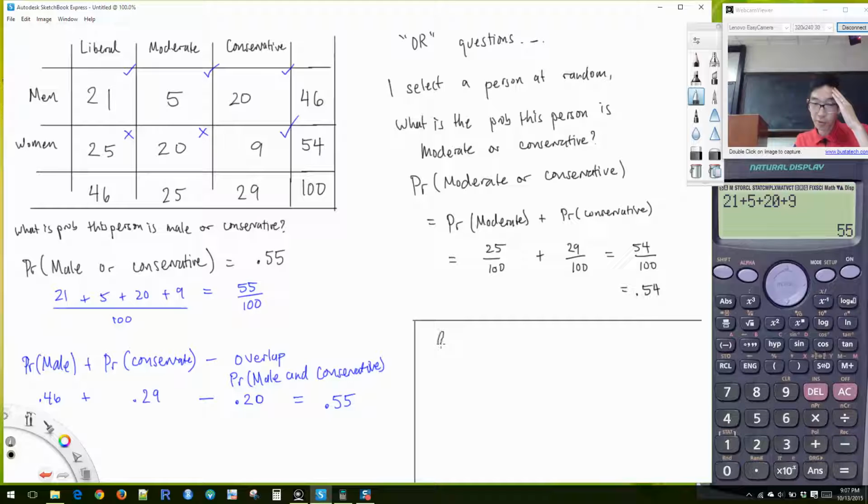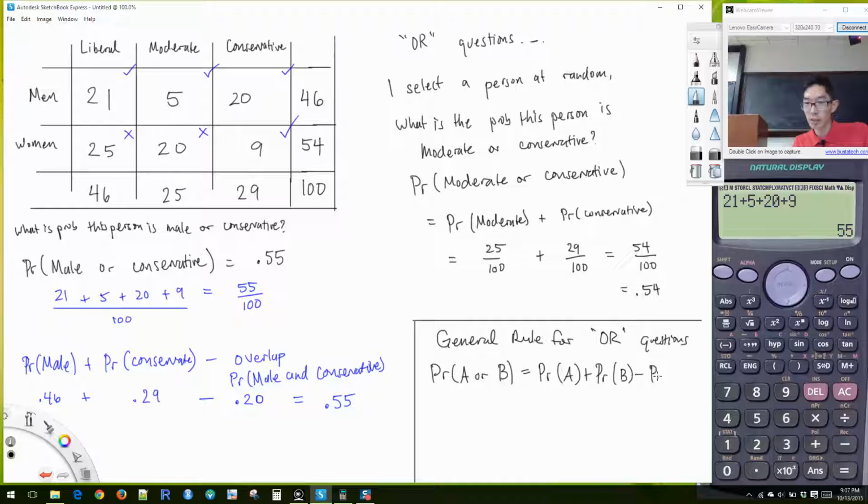So the general rule for OR questions is the probability of A or B is equal to the probability of A plus the probability of B minus the probability of A and B, which is what happened here.